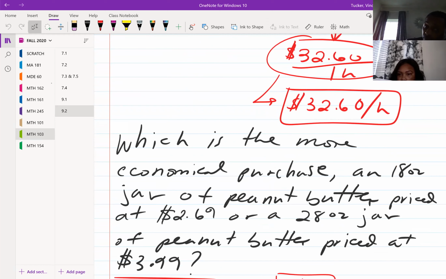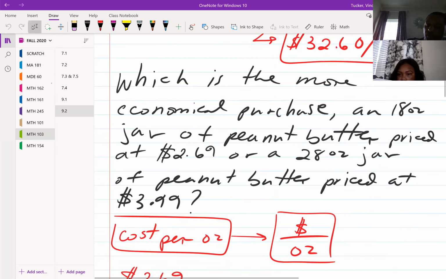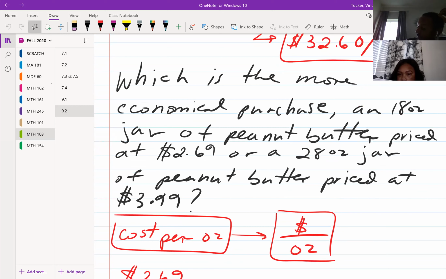Next one, which is the more economical purchase? An 18-ounce jar of peanut butter priced at $2.69, or a 28-ounce jar of peanut butter priced at $3.99. So you want to know how much per ounce you are paying. So that's cost per ounce, dollars over ounce. The unit that comes first in your phrasing is your numerator. Second one is your denominator. So it's cost per ounce, dollars over ounce.